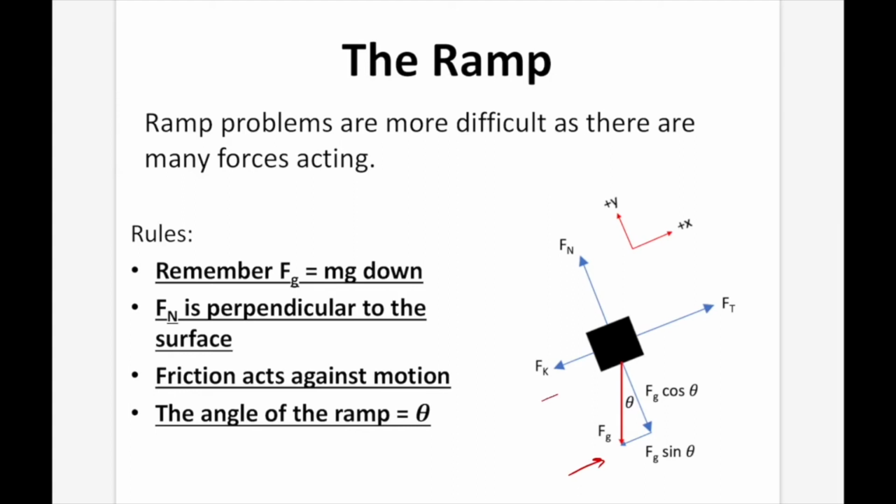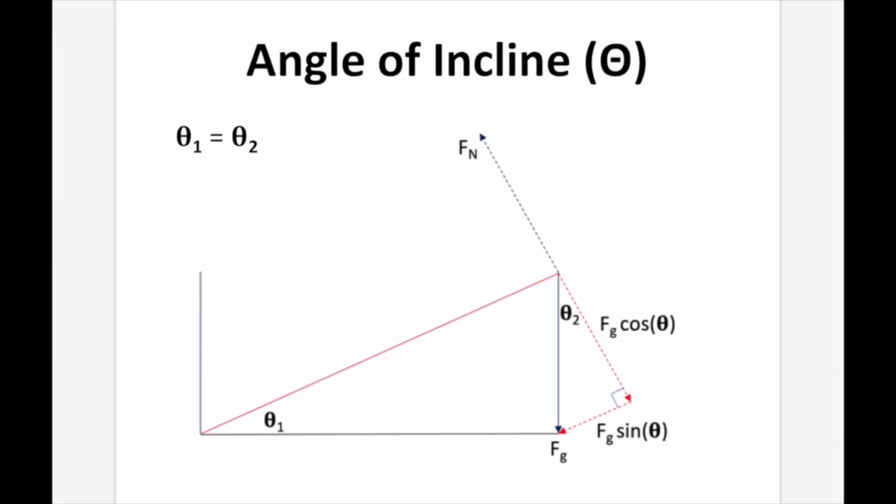If the surface is here, our Fn is going to act perpendicular to that surface, and Fn is not going to equal Fg. Friction acts against motion, so if our tension is going to the right and up the ramp, then our friction is acting down the ramp, and the angle of the ramp is going to be equal to theta. Theta, the angle of inclination, is going to be very important to our calculations. So if our ramp is at an angle of theta 1, then when we draw out our diagram, you're going to see what that looks like after.